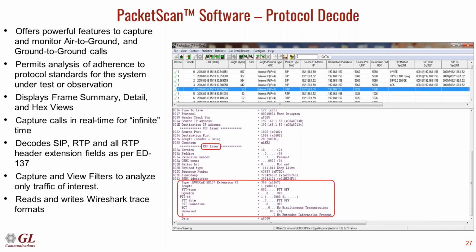We can also import and export the Wireshark traces. For example, you have some Wireshark traces captured in the field or somewhere in the network. If you want to analyze those, you can just import those files in Packet Scan and analyze the traffic that has been captured, as we provide a lot of valuable information on those captured traffic.